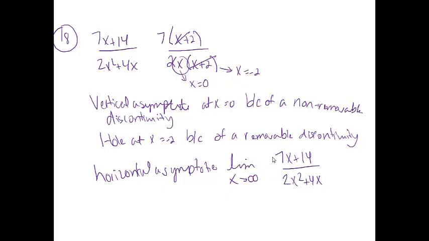To find the limit as x approaches infinity, I compare the degrees in the numerator and the denominator. I notice that the degree in the denominator is bigger, and when that happens, I know my limit is 0. So there is a horizontal asymptote of y equals 0, and that is because the limit as x approaches infinity is equal to 0.